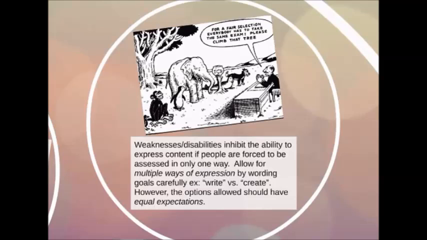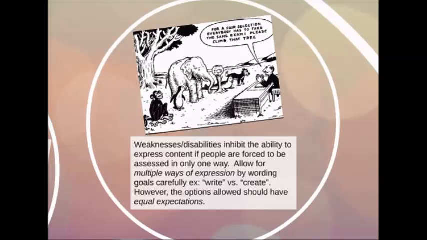If the goal is to see how well an animal can climb, then this would be a fair assessment. However, if the goal is to see how well an animal can move, then all of the animals except the monkey will be unable to achieve the goal if only allowed to express themselves by climbing a tree. Weaknesses and disabilities inhibit the ability to express content if people are forced to be assessed in only one way.